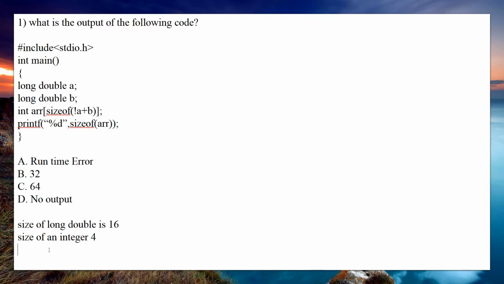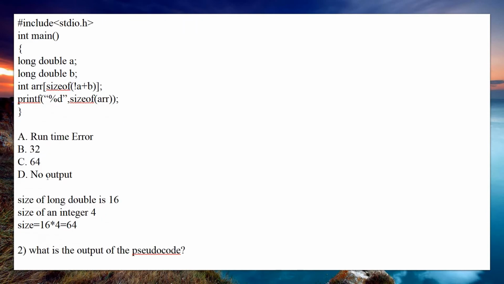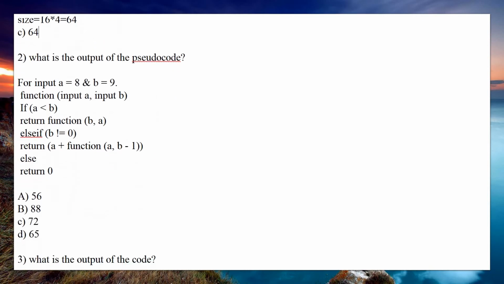You need the entire size, so the entire size is equal to 16 into 4. 16 into 4 is nothing but 64. So you can say the size of the array, in which A and B are long double with size 16, and the size of an integer is 4, so 16 4s are 64. Out of the options, option C is the correct answer for this code snippet, that is 64. Then we shall see the second question.